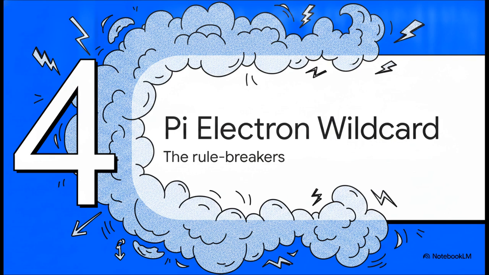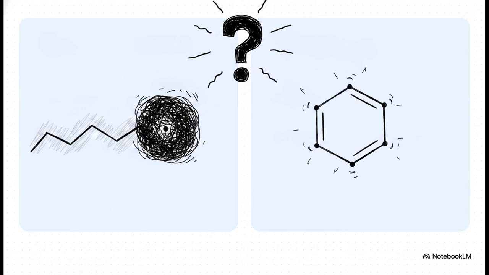Part 4, the pi electron wildcard. Time for the rule breakers. Okay, we have a bit of narrative tension here. If stealing electrons is the main way to get a high chemical shift, then notice the stark difference here. Your simple, everyday aliphatic protons attached to standard sp3 carbons sit quietly between 1 and 4 ppm. But look at aromatic benzene protons. They're just attached to standard carbon, yet they boast these massive shifts between 7 and 8 ppm. I mean, that rivals the shifts you see when protons are right next to highly electronegative atoms.